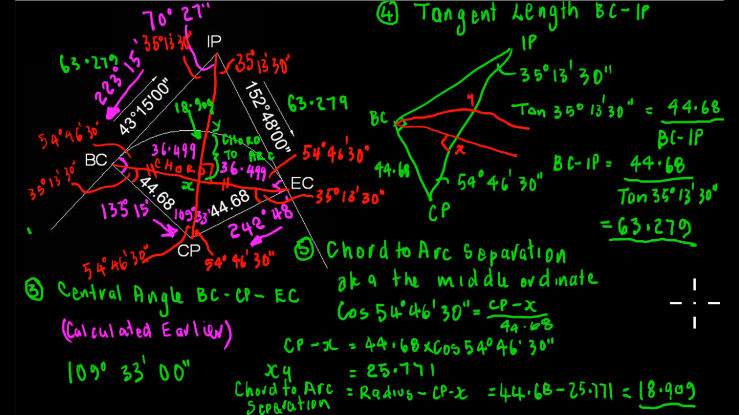The next thing we can work out is the chord to arc separation, also known as the middle ordinate. This is the distance between the chord and the arc, XY. Very simply, we know that CP to Y is a radius, 44.68. So if we can calculate CP to X and take that away, that'll give us the chord to arc separation. Using our little triangle here, I've drawn in the red, we calculate CP to X and then subtract that from the radius to get XY.